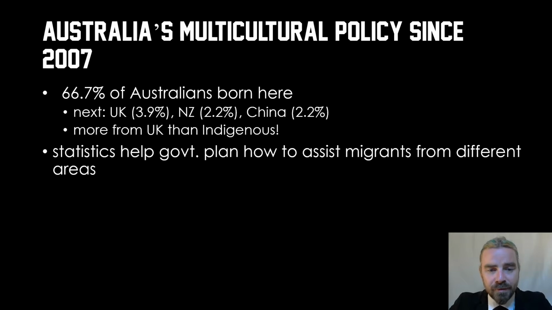They help the government plan how to assist migrants from different areas. So if they find out that 2.2% of people come from China, then they might go, okay, well, we need some Chinese language material in our government documents, and we might want to reach out to the Chinese community to help them find work or help them learn the English language or whatever.